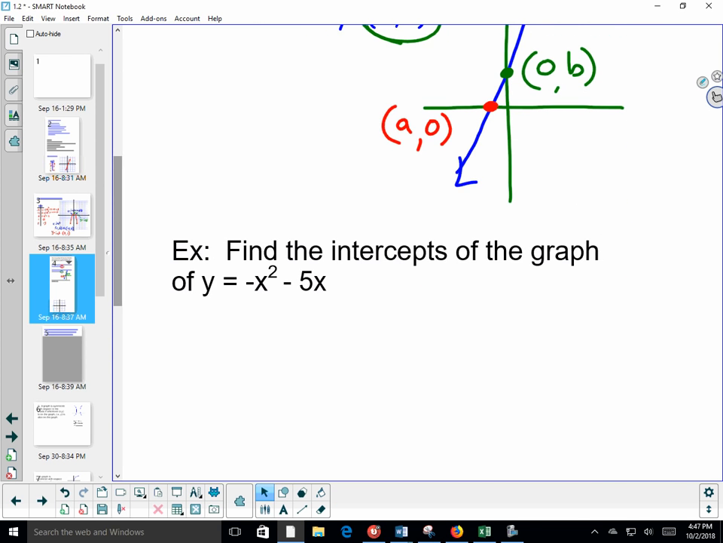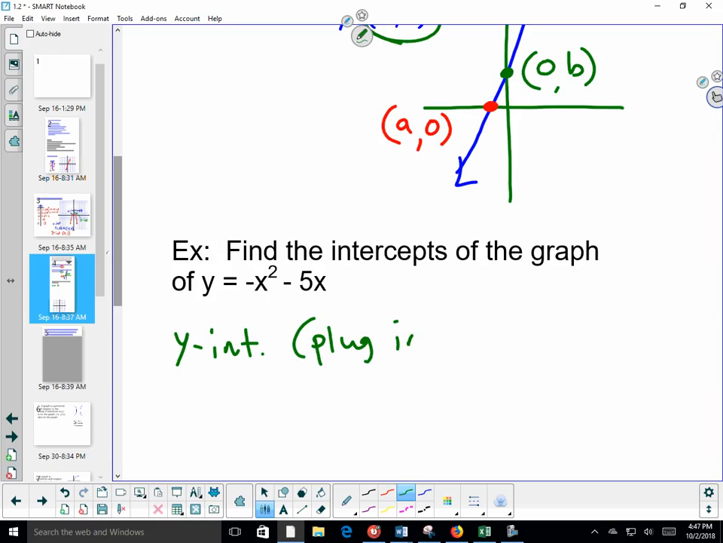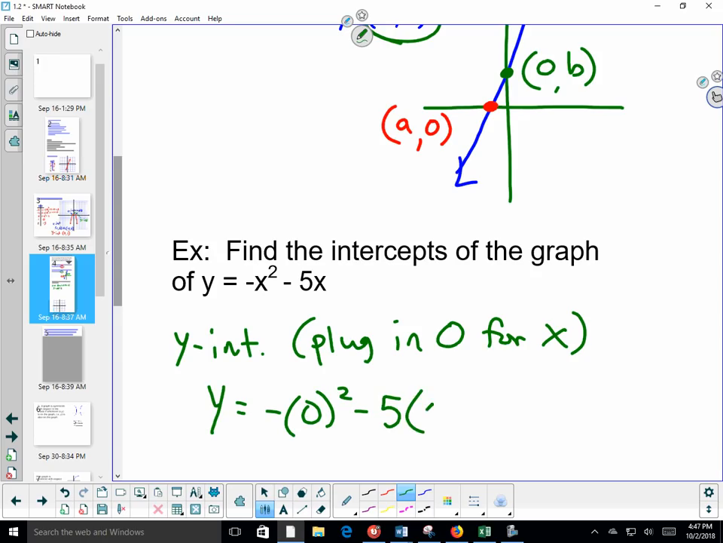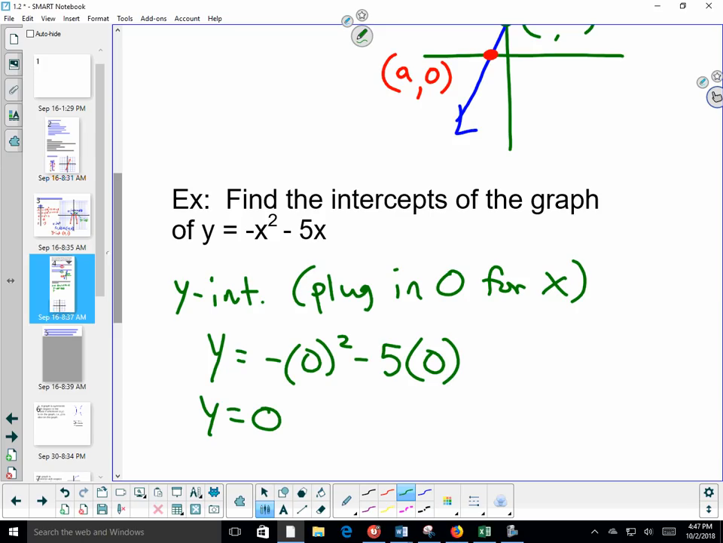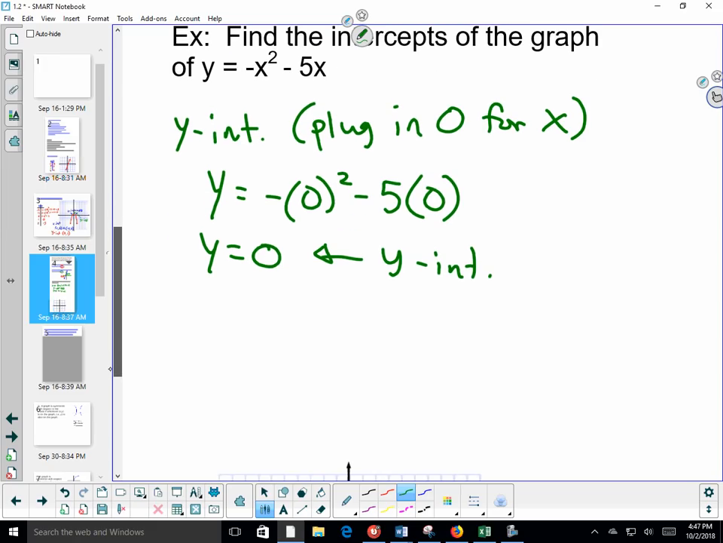All right, so let's try this example. We're going to find the intercepts of the graph of y equals -x squared minus 5x. Let's start by finding the y-intercept. To find the y-intercept, remember you're going to plug in 0 for x. So we get y equals the opposite of 0 squared minus 5 times 0. That seems to be just y equaling 0. So that is our y-intercept.